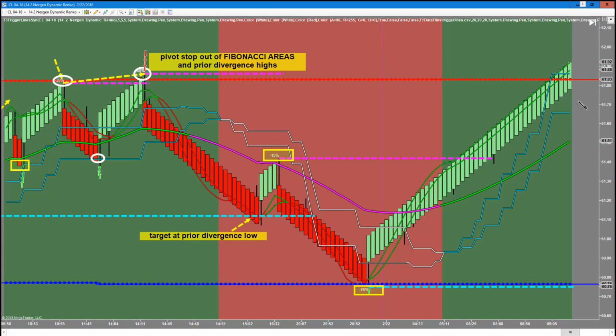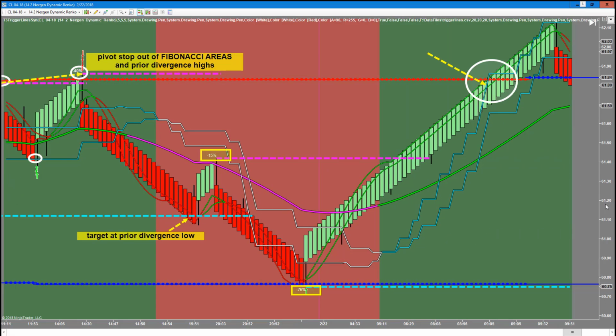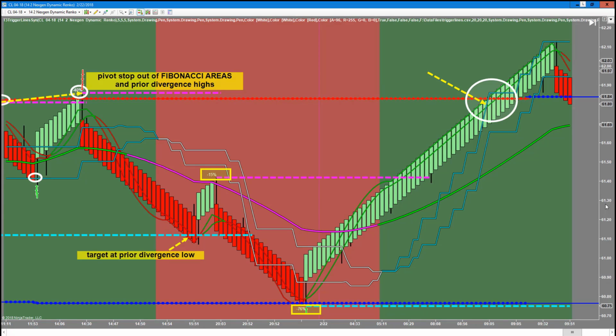Look at what happened over here. We got back to resistance. Well, it's the same exact resistance as over here. Over here, we had divergence and divergence pivot stop outs. At the resistance this time, you remember that really strong look of your trigger lines? And you know what happens when you get that really strong look. The Fibonacci area usually breaks.